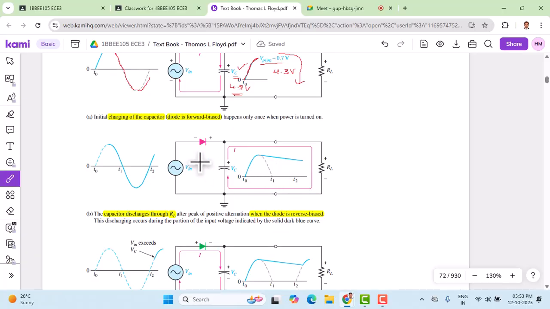As we can see in this circuit, the diode is off. The input is falling from the peak, goes all the way to negative, and again rises, and this happens during the entire cycle from the peak of the positive until it reaches the first quarter of the next cycle.